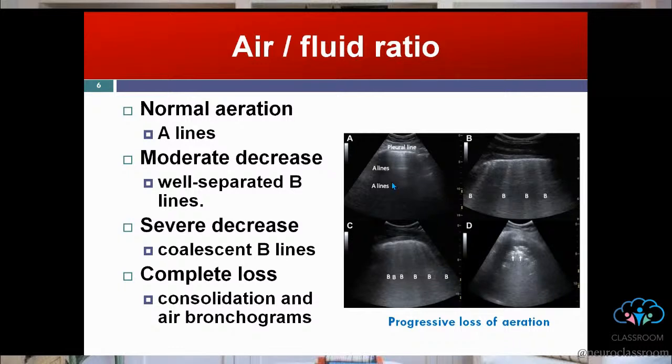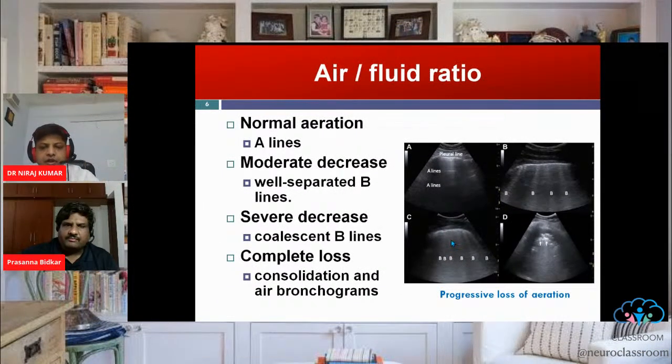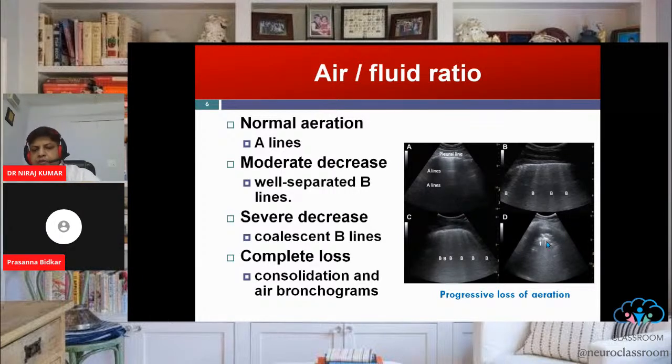So this is the normal aerated lung, that means A lines are there. If there is a slight decrease in air, B lines start appearing. The B lines are still separated, which means a moderate decrease in air. If the B lines are fused together, coalescent or crowded, that means a severe decrease of the air content in the lung. The last step is the consolidated lung, with a complete loss of air, and also white spots or air bronchogram. So there is a progressive loss of aeration as the pathology increases.